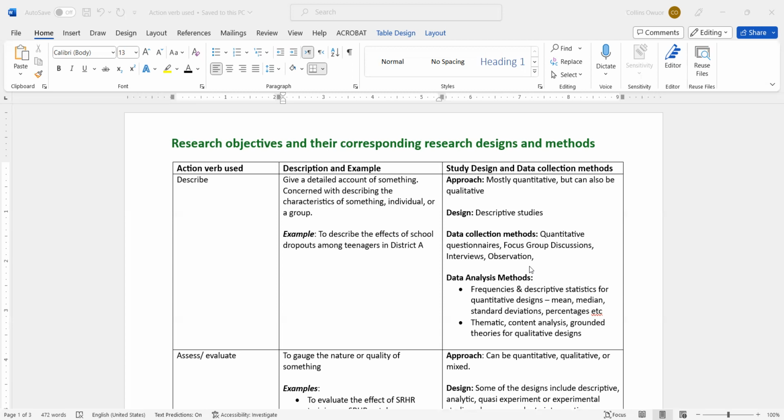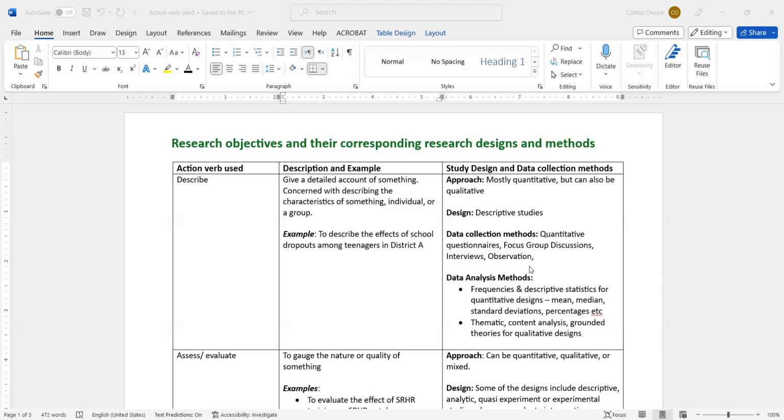So this could include quantitative questionnaires. We could have focus group discussions, which is a qualitative data collection method, whereby a group of people with a shared understanding of a topic come and discuss it, being facilitated by a skilled moderator. We could also have interviews, which could be both qualitative and quantitative. We could also have observation.